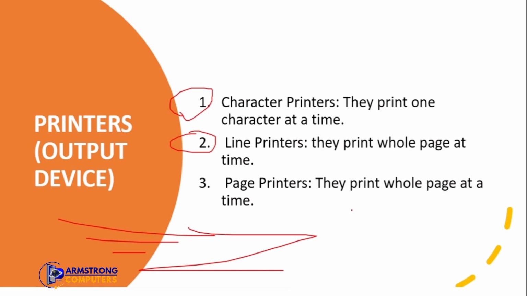We also have the page printer. Page printers print a whole page at a time. Examples are the terminal printer, the one used to print receipts, and also the photocopy machine. So that's the page printers.